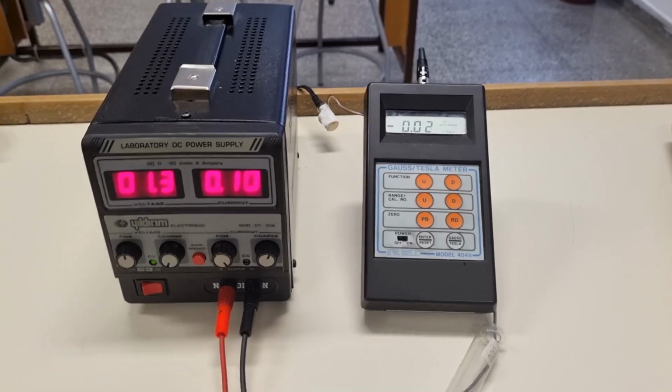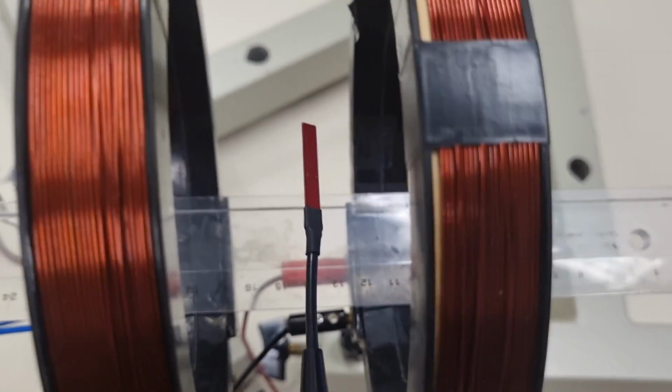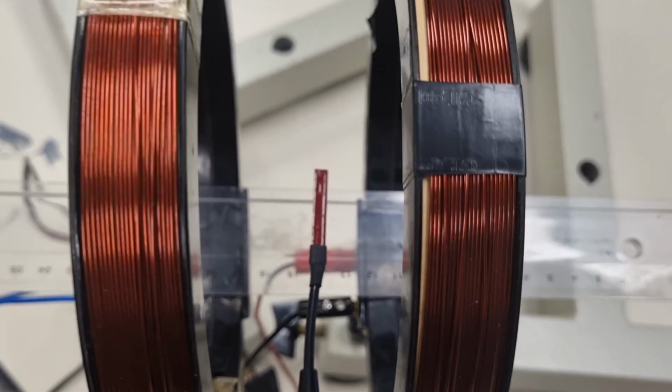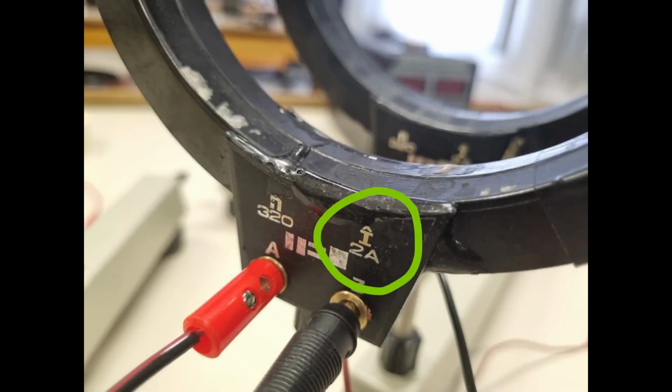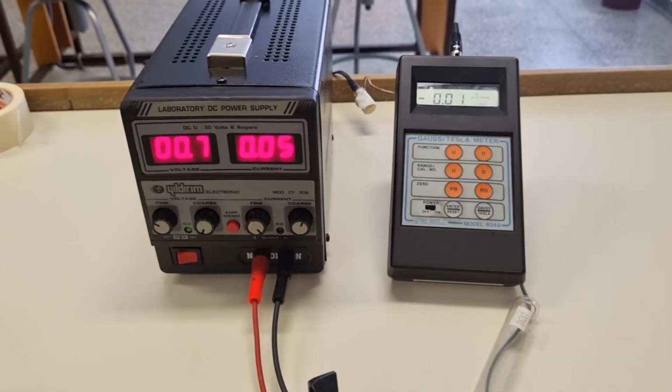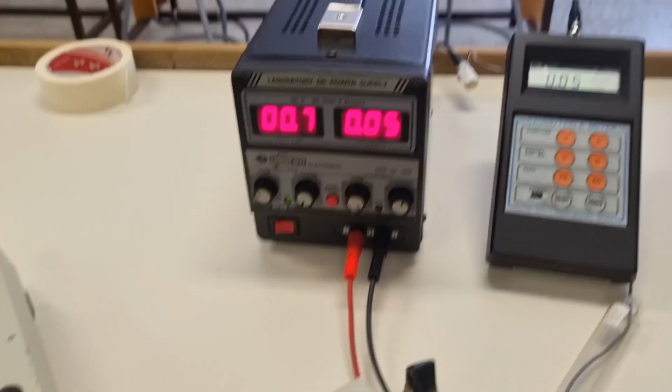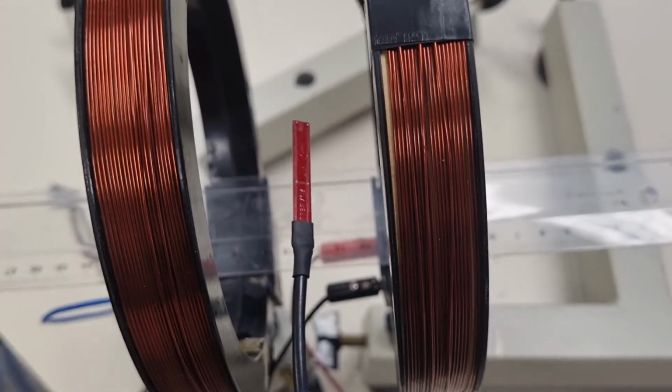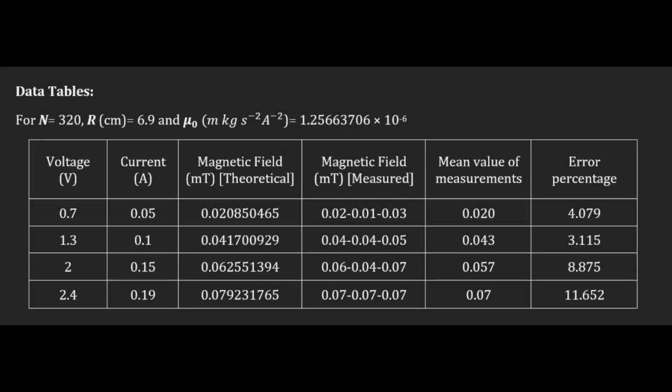The process will be repeated a couple more times by changing the voltage on the supplier and the resulting current through the wires. In our case, the coiled wires can carry 2 amperes at most, so the current will be amplified starting from 0.05 amperes all the way up to 0.19 amperes slowly. The n and r values remain constant. Experimental results will be tabulated along with the theoretical values, and error percentage for each case will be calculated.